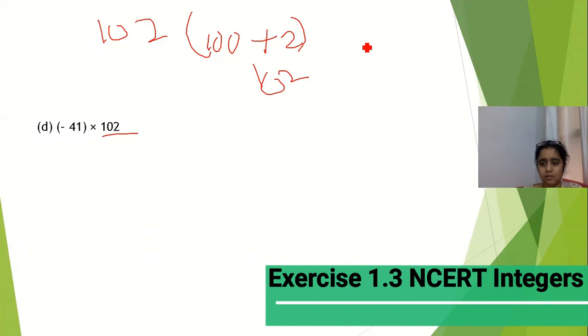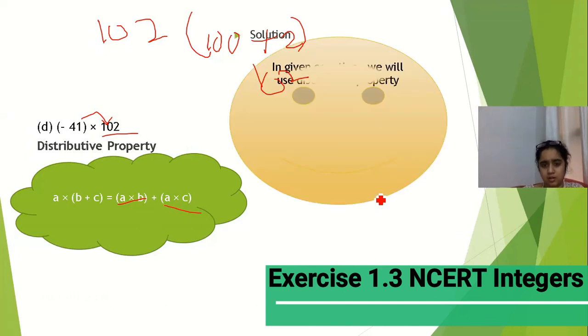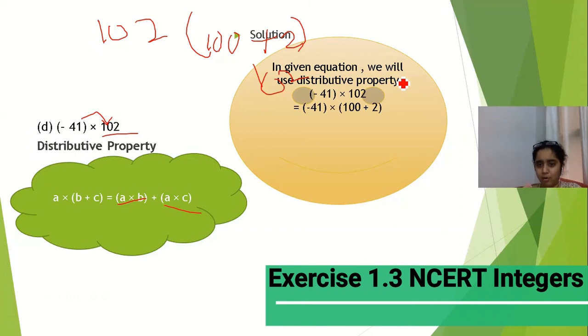So I will use the properties to solve this question, because we are bound to use the properties here. Otherwise it's very simple: we can multiply these numbers with each other and we will get the answer, but they are saying that we have to use the properties. In a distributive property it is a multiplied by b plus a multiplied by c. So in a given equation we will use the distributive property. Why? Because I have made it just like the distributive property, and all the properties we cannot use in this question. There is only the distributive property we can use here.